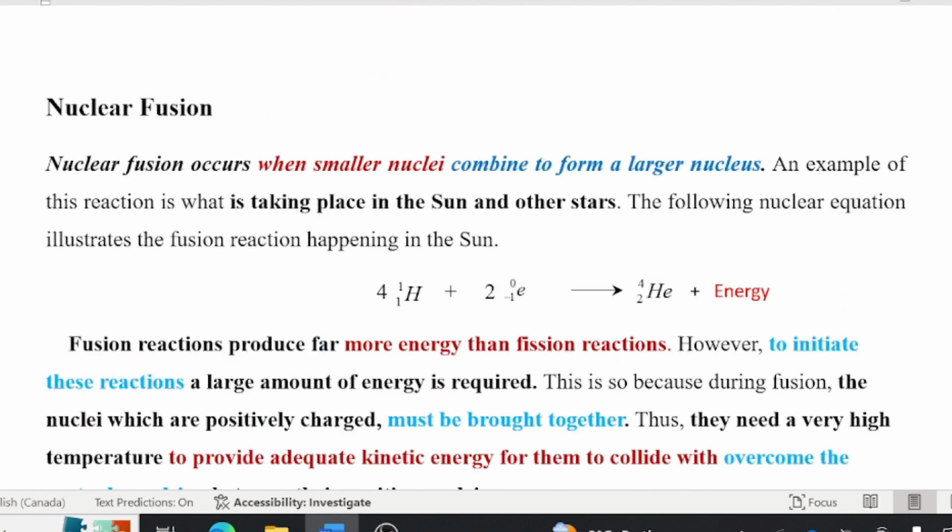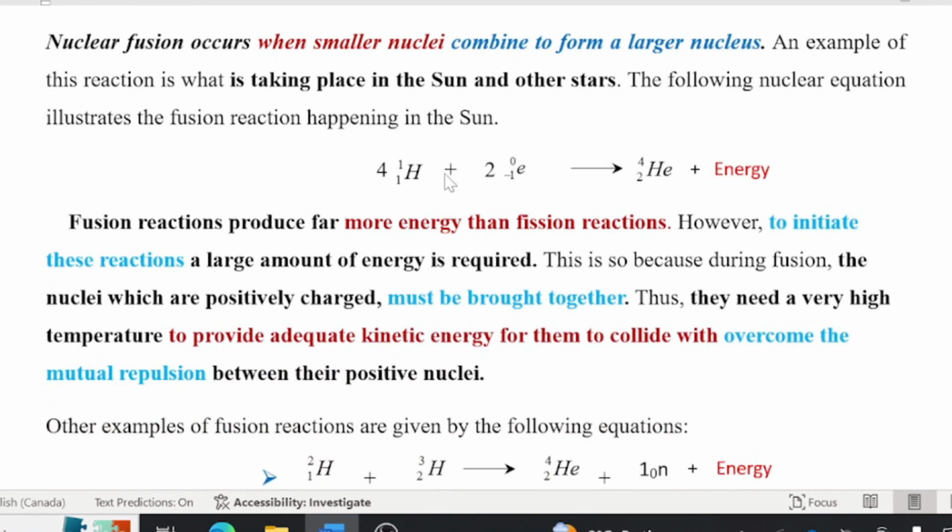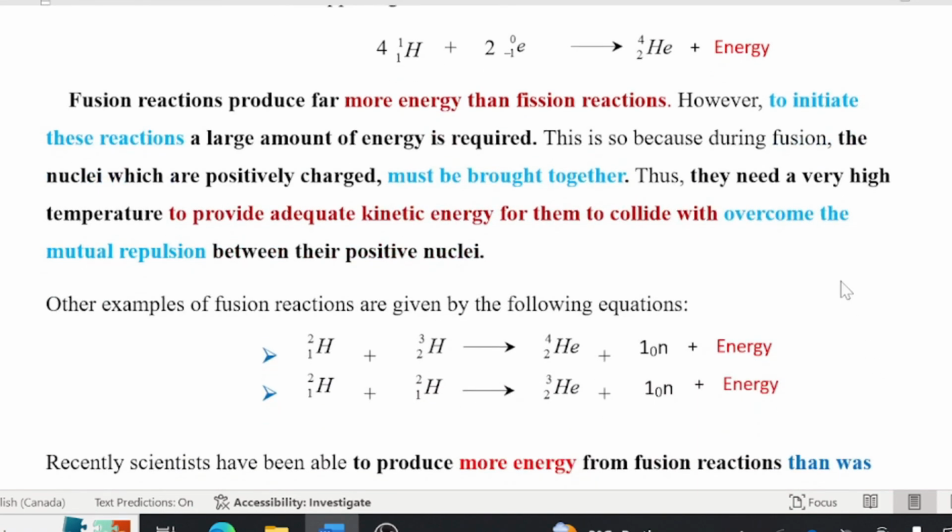The other reaction is called a nuclear fusion reaction. In a nuclear fusion reaction, we are bringing smaller nuclei together to make a larger nucleus. The one that we are more interested in is when hydrogen atoms are combined together to produce helium nuclei. This is the reaction that takes place in our sun and the other stars. For this reaction to take place, you need a tremendous amount of energy.